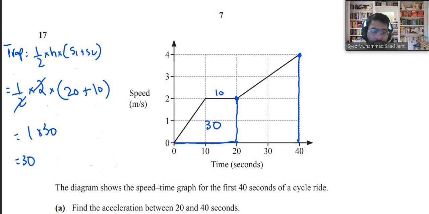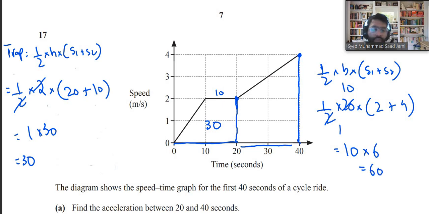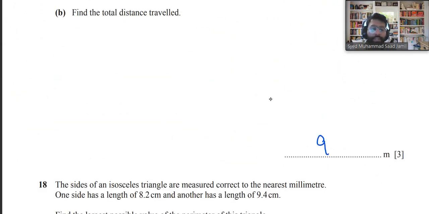Now the second shape. Again it's a trapezium, half into base into side 1 plus side 2. This time the base is from 20 to 40. So base is 20 multiplied by side 1 is 2 and side 2 is 4. 2 1s are 2, 2 10s are 20. So this becomes 10 multiplied by 2 plus 4 is 6, so it's 60. So 30 plus 60, your answer will be 90.